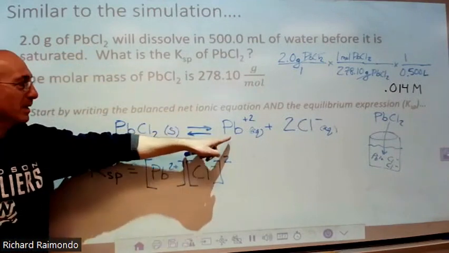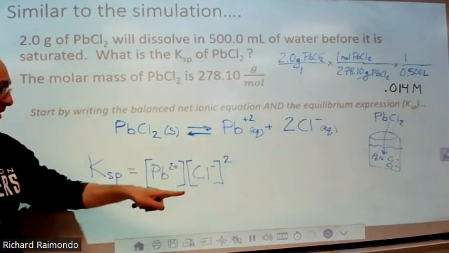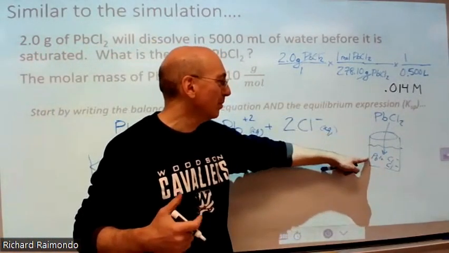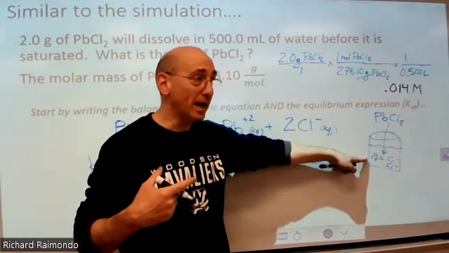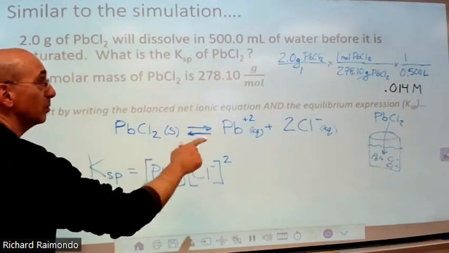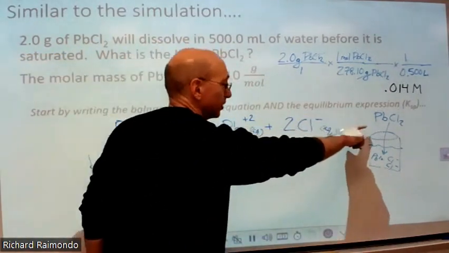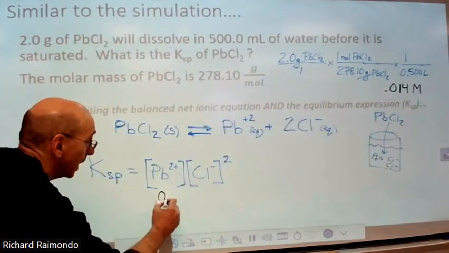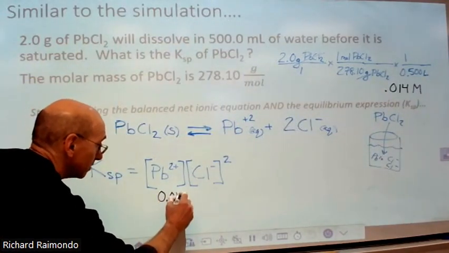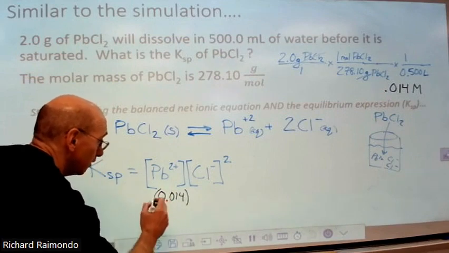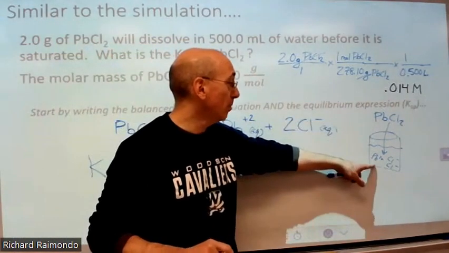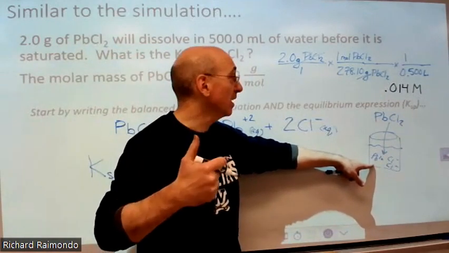What's the molar solubility of the lead ions? For every 1 mole of this that I put in water, how many moles of lead did I get? 1. So the molar solubility of the lead chloride is this. The molar solubility of the lead ions is this. Right? It's the same. For every 1 mole of lead chloride, I get 1 mole of lead ions.